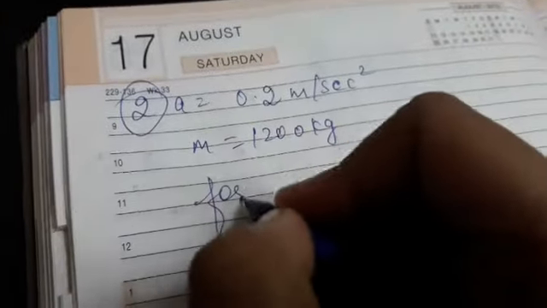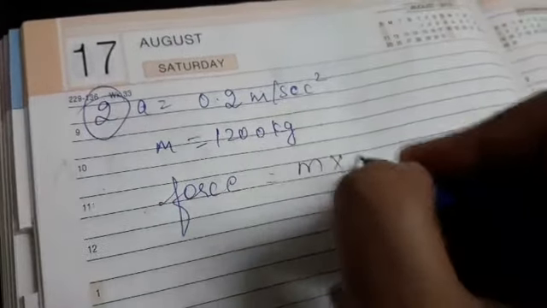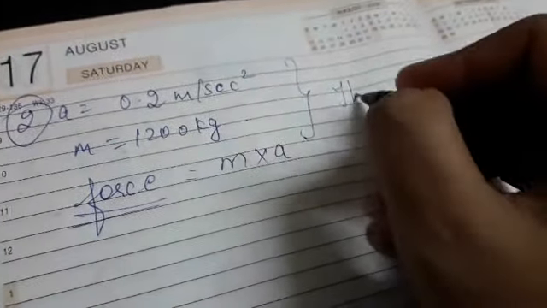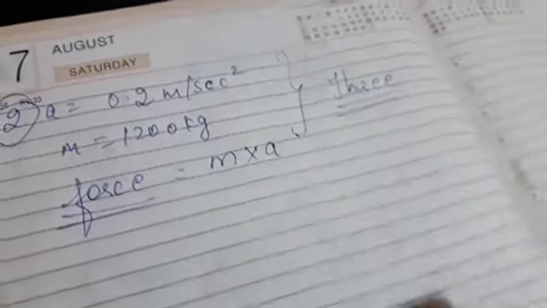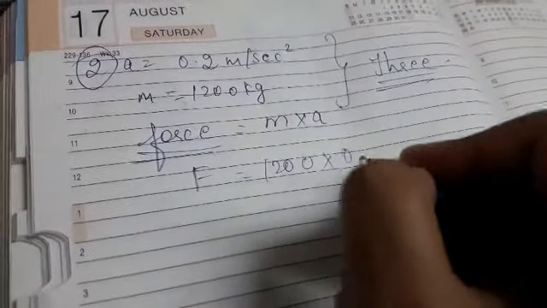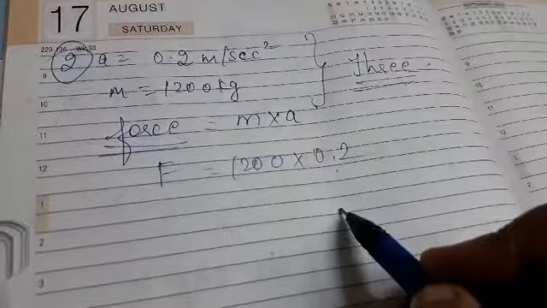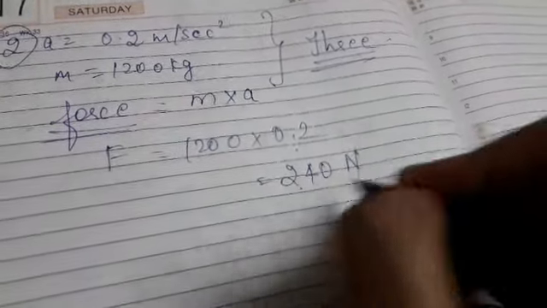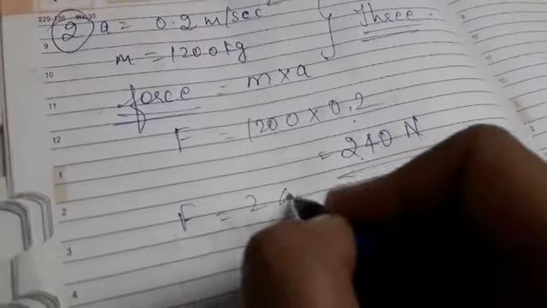Force is given by the formula mass into acceleration. This is the force acting by how many? Total three persons. So force is given by 1200 into 0.2, which gives you 240 Newton, right? So force is 240 Newton.